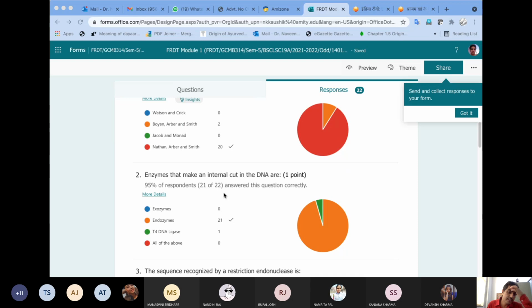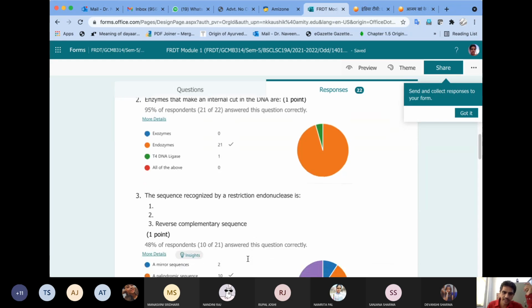The second question was: an enzyme that makes an internal cut in the DNA is called. 21 answered correctly. It's an exoenzyme, no, an endoenzyme, or you can also call it endonuclease. And one answer is wrong. Who is this one? I'm not naming him. Ligase: the job of ligase is joining, not cutting.